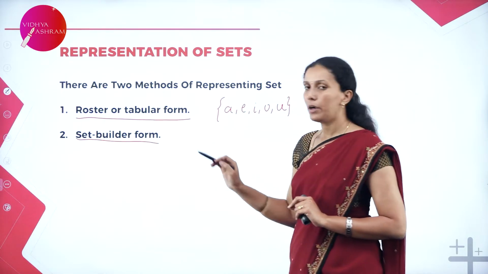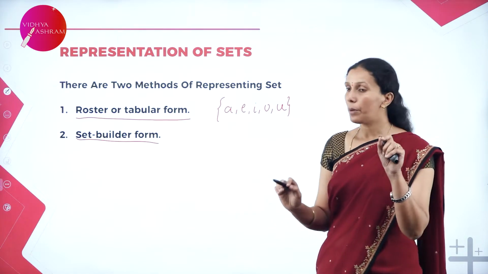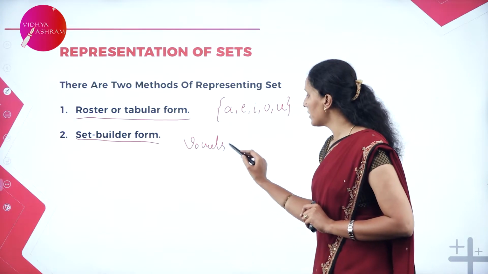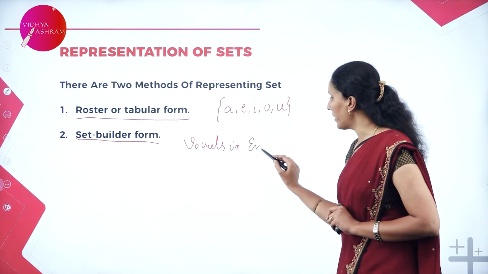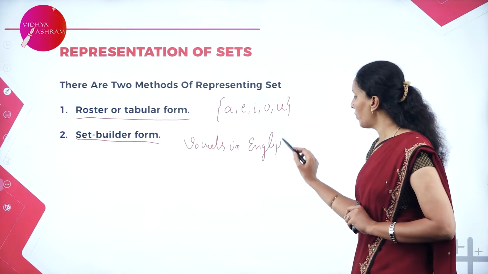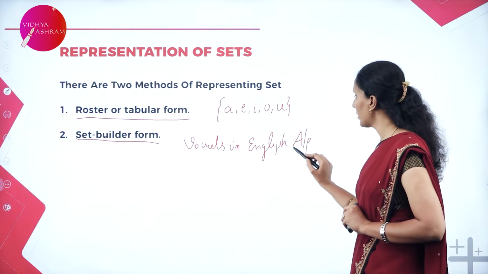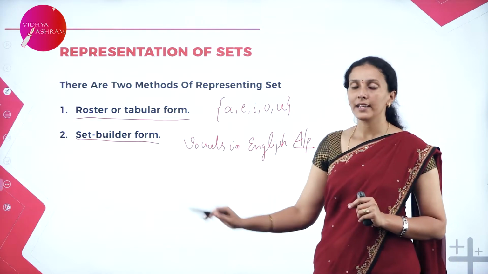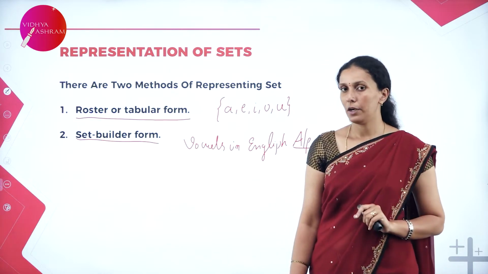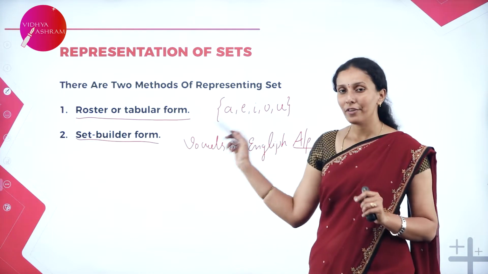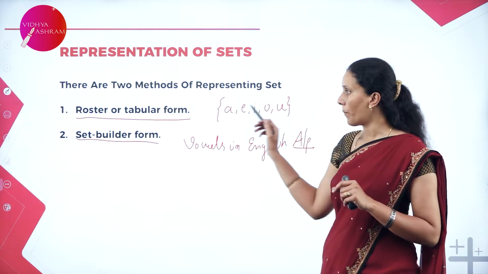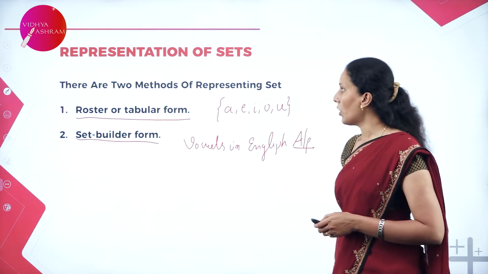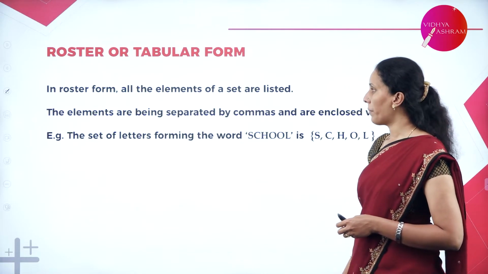And when I say set builder form, we are describing only the property of a set. We can just write vowels in English alphabets. So if we describe the property inside the set, it is a set builder form. If we write each and every element of a set separated by commas, then it is called roster or tabular form. So let's see now what is roster or tabular form.